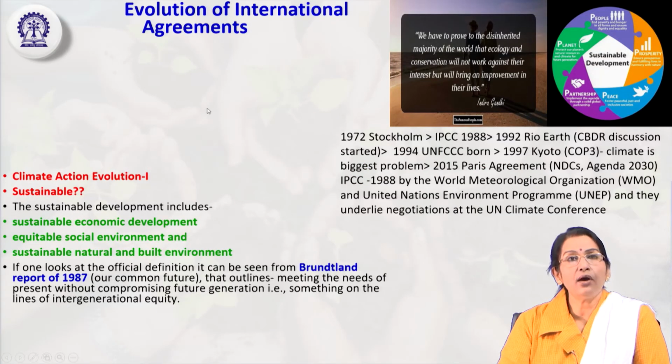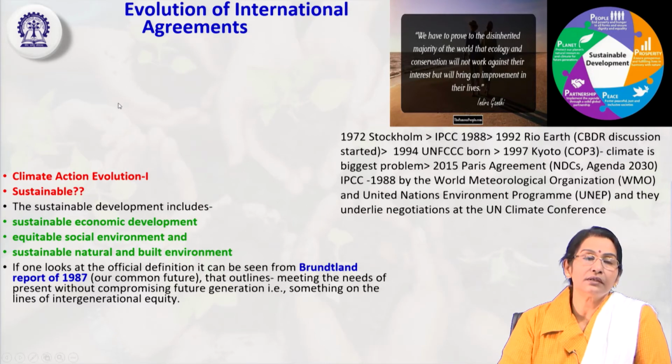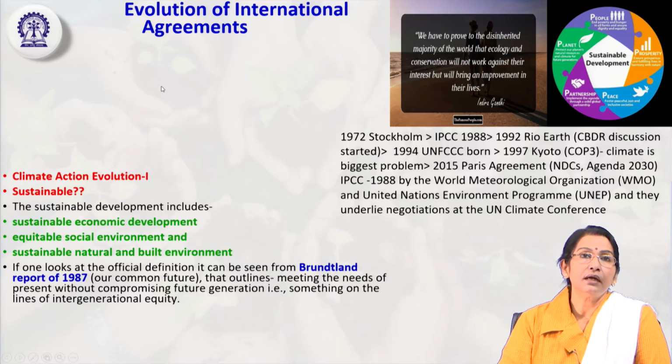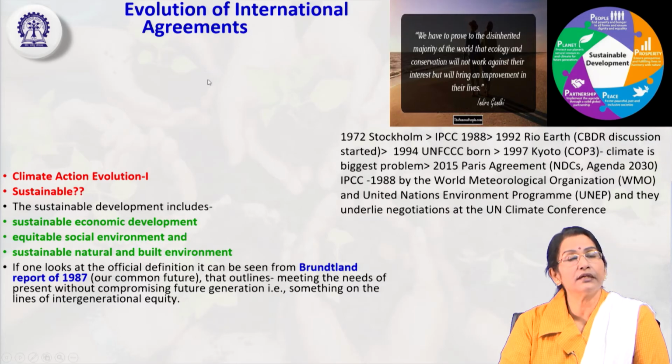So, here again, how has this whole process evolved, how is it being monitored, and how is it being regulated by international agreements? So, let us focus on some of these things. Climate action evolution 1 is the evolution of international agreements. From time to time these agreements are being made, but how are the countries fulfilling and following these agreements? We need to evaluate and monitor it from time to time.